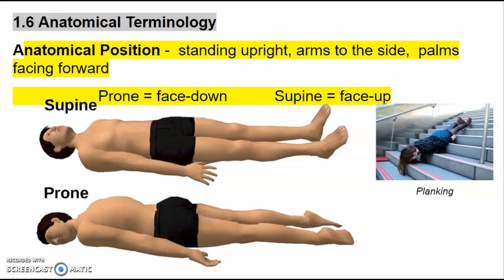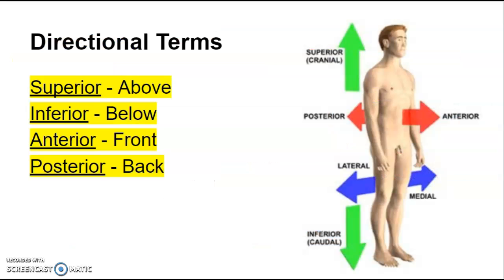Now, if an individual is face up, you would call them supine, and if they're face down, they're in the prone position. So the directional terms, when we're talking about, like I said, always in the anatomical position: superior is going to be above and inferior is going to be below. So if I'm using this directional term, I would say my nose is superior to my mouth.